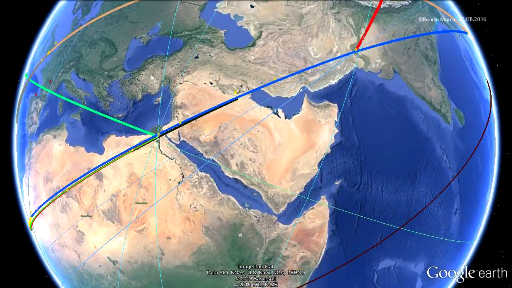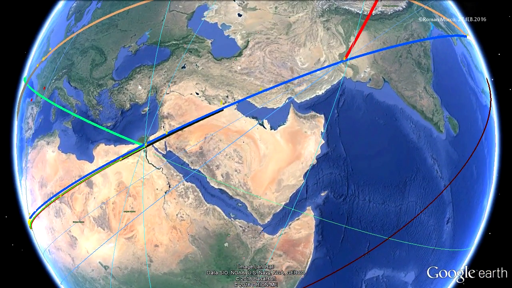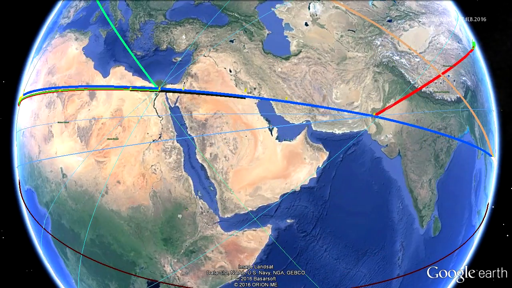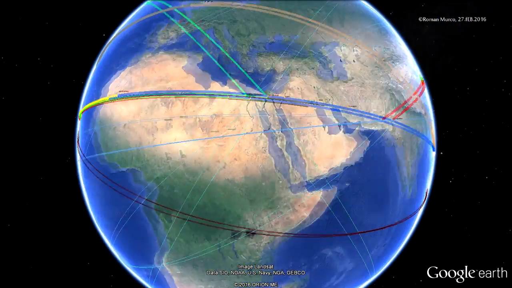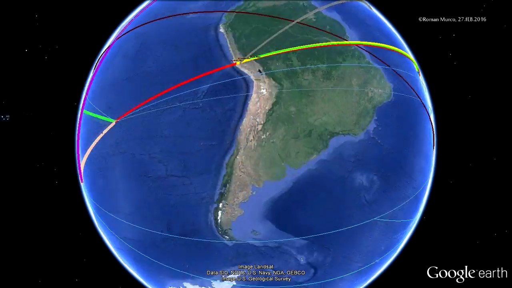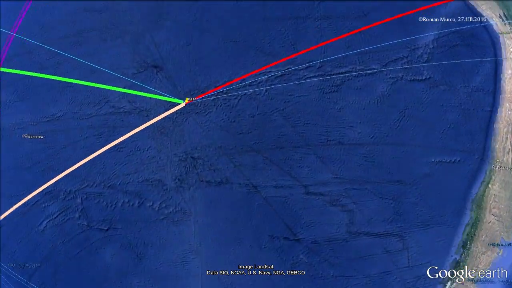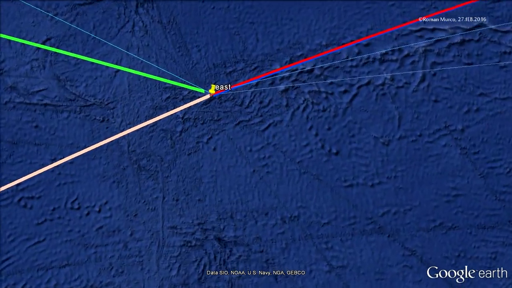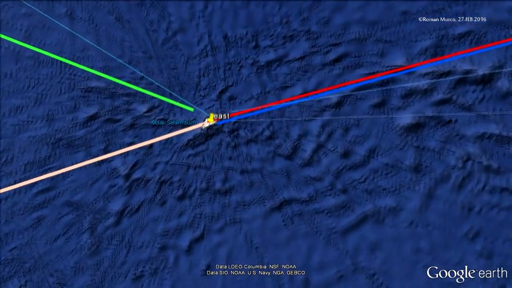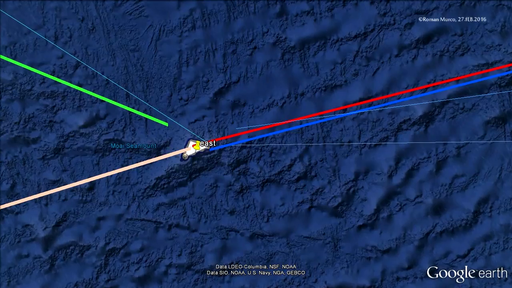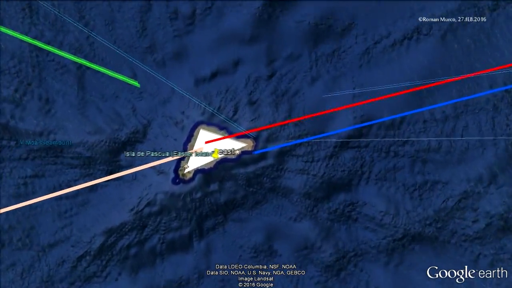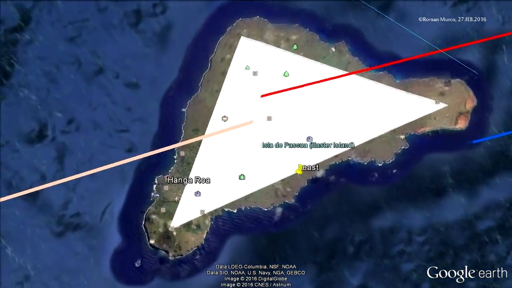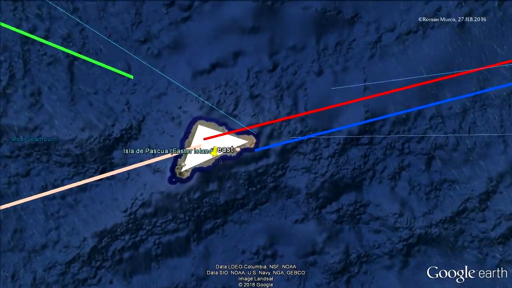What else? What else do we have? We have a lot of these things. Check this out. This grid is making triangles. For example, this triangle. Did I mention this Easter Island is a triangle? Yeah, it's a perfect triangle with a right angle, and it's not a coincidence.